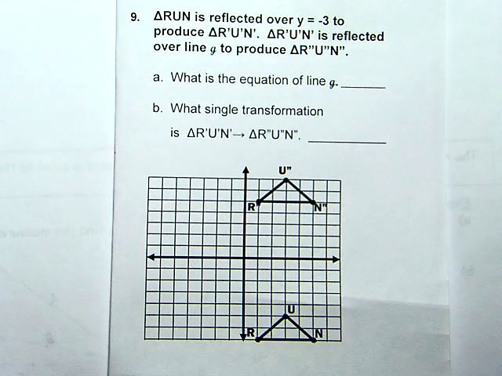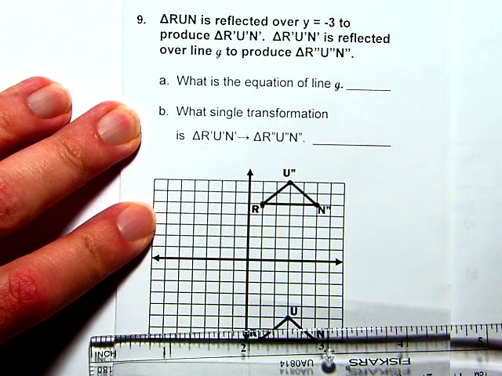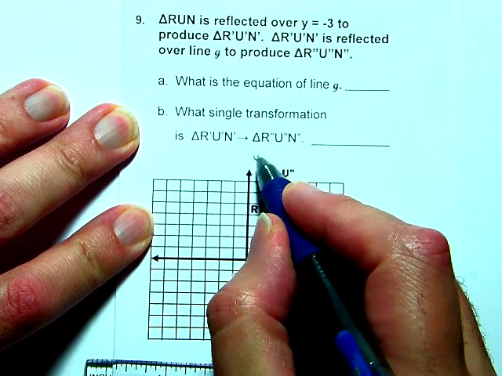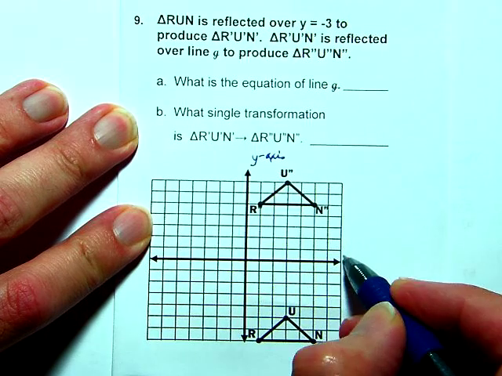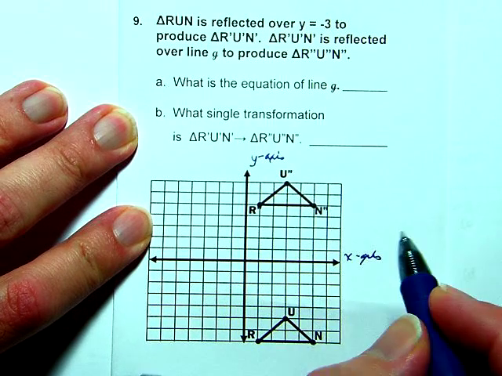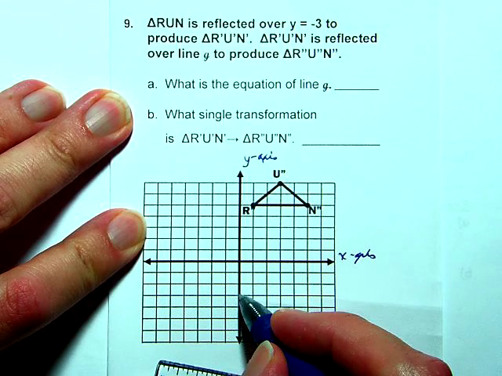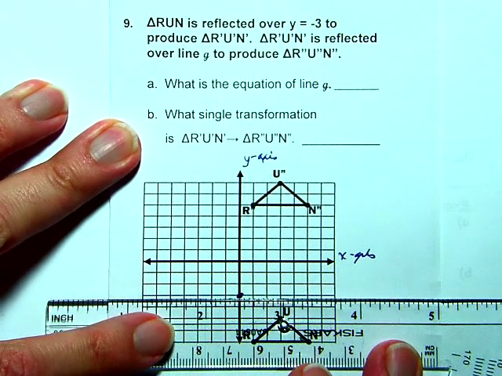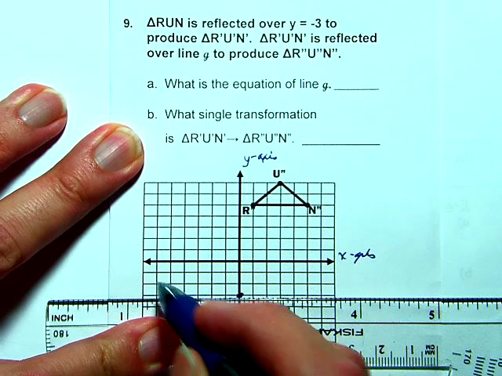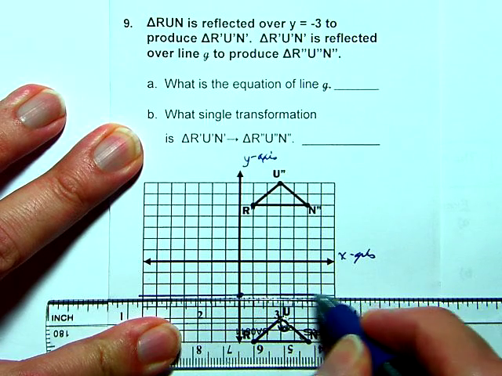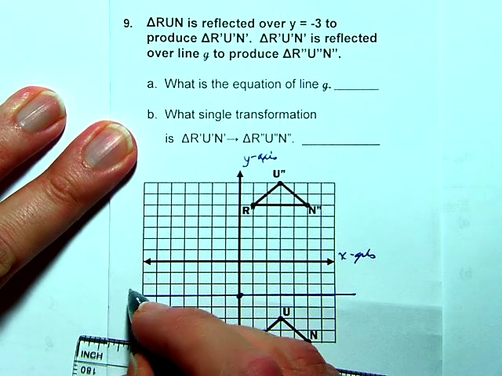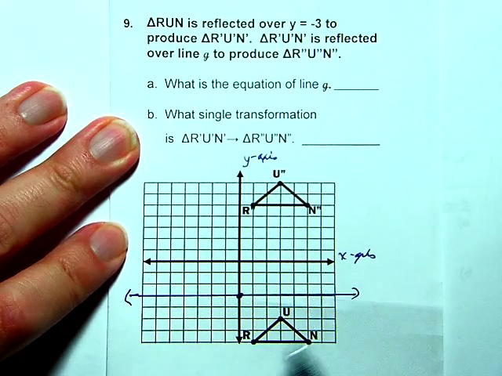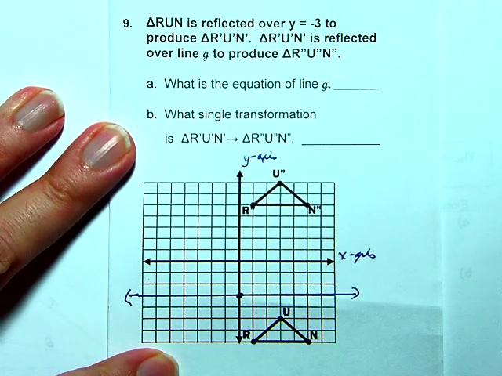So let's write it out. The first reflection is over y equals -3. So again, this is our y-axis, our x-axis. Y equals -3 is going to be 1, 2, 3 over here, and this is going to be parallel to the x-axis. So y equals -3 is this line. And so we have to reflect triangle RUN over this line.